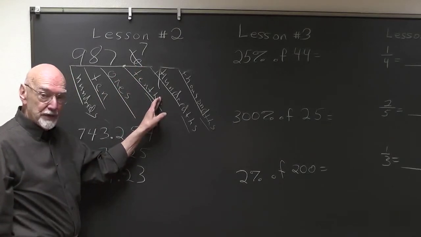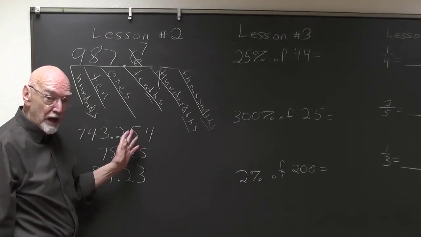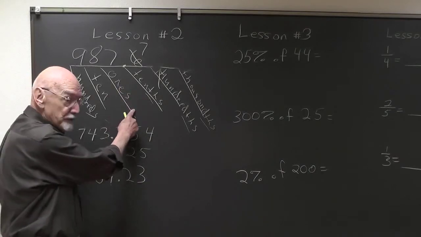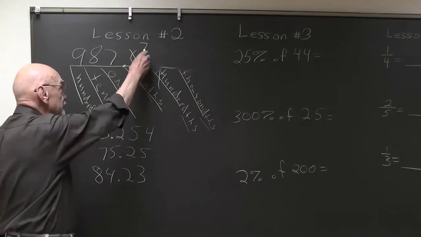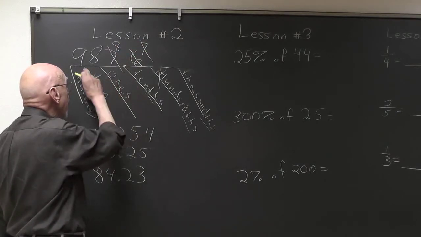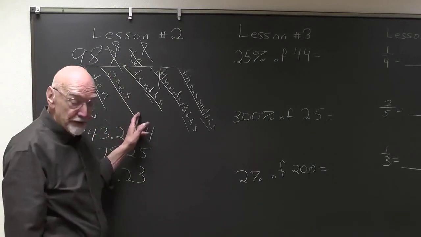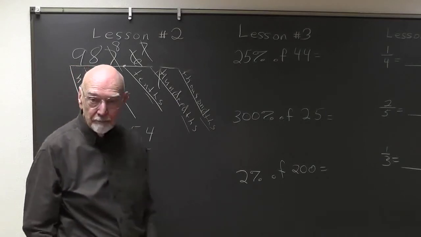If the directions say round off to the nearest whole number or to the nearest ones column, then that's this place, of course. Again, we look to the right. It is more than 5, so we raise this one. 988 would be rounding off to the nearest whole number, the nearest ones column.